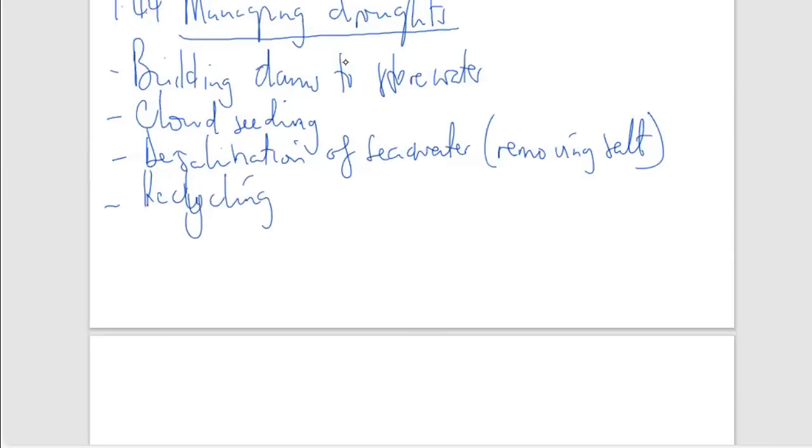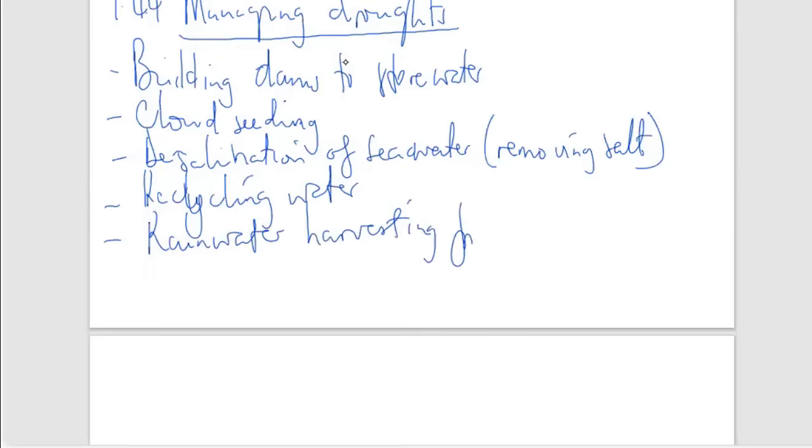Recycling water, we can recycle water so that we save it. And we can also look at rainwater harvesting from rooftops. We can use gutters to harvest rainwater into storage tanks, into JoJo tanks that we can use when we are having a difficulty. Then you can also look at other aspects like introducing water restrictions, to try and control the amount of water which is being used at any particular point.